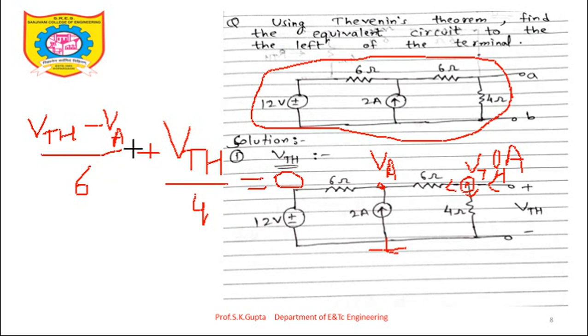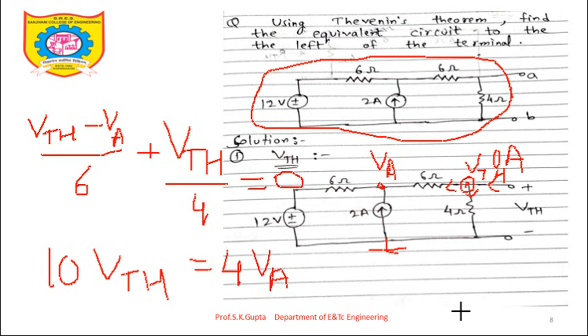So (4 VTH minus 4 VA plus 6 VTH) upon 24 equal to 0. That 24 will go to that side, so it becomes 0. So 4 VTH plus 6 VTH, 10 VTH equal to minus 4 VA, by cross multiplication. So the VA term goes to that side: 4 VA. Simultaneously you should also solve with me. Okay. So what is the VA value? 10 by 4 is 2.5. So VA equal to 2.5 VTH. This is my equation number 1.